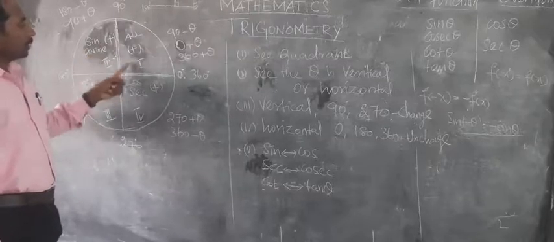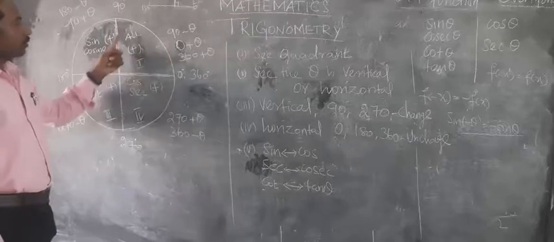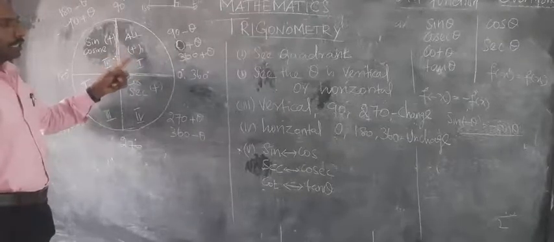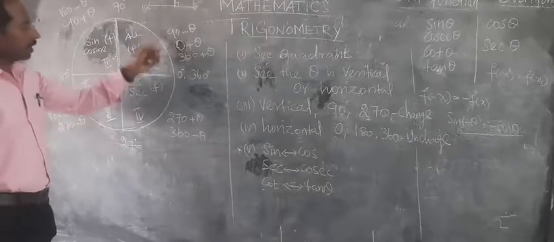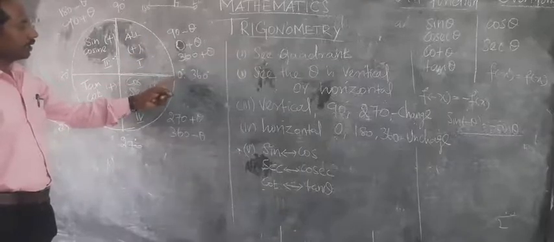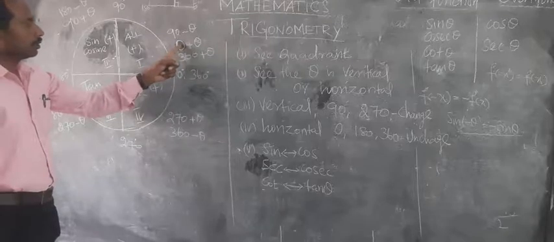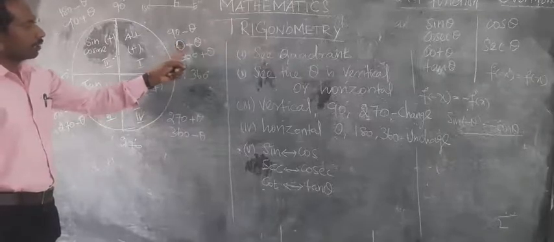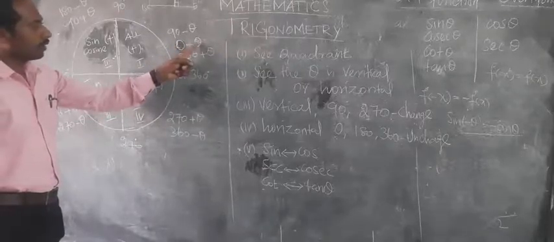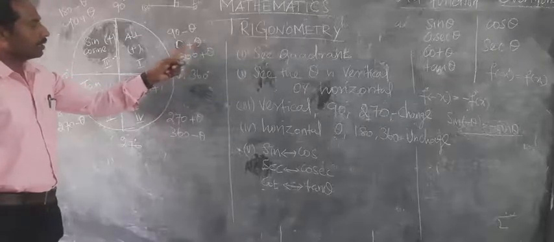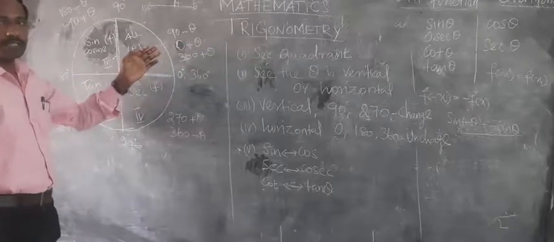Now, in the first quadrant, just see the value of the angle. The value here will increase, so 0 plus theta. The 0 value is 0 degree. Suppose your value is 30 degrees, then it is 30 plus 0, 30 degrees. Like this you can consider.